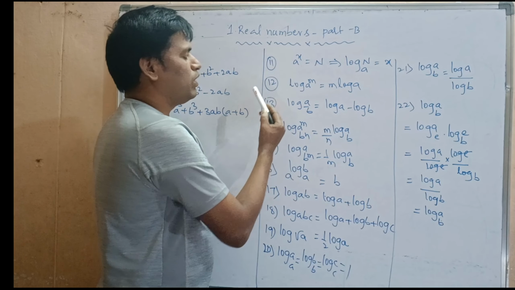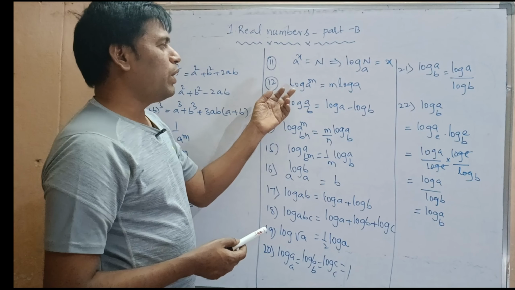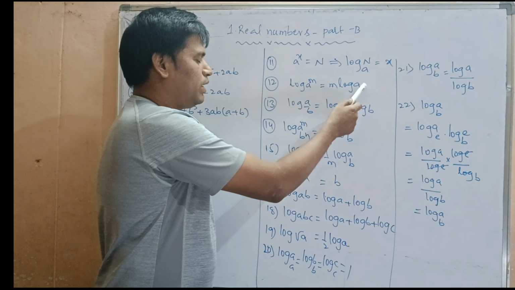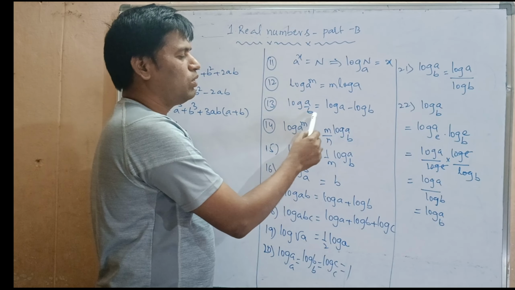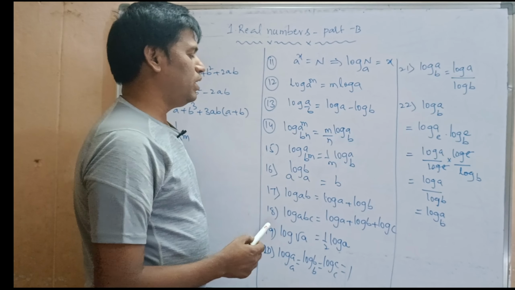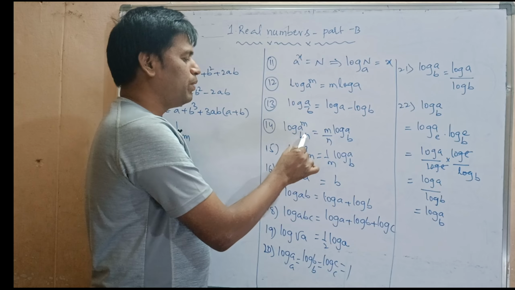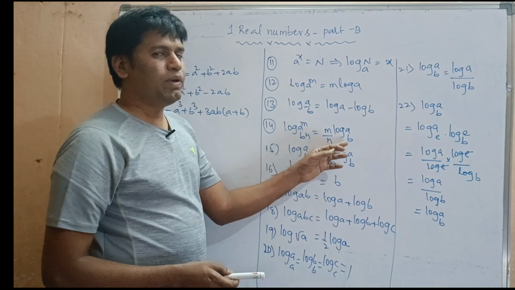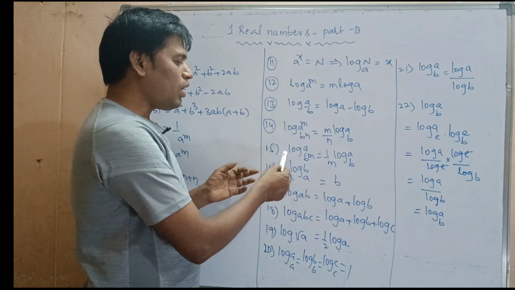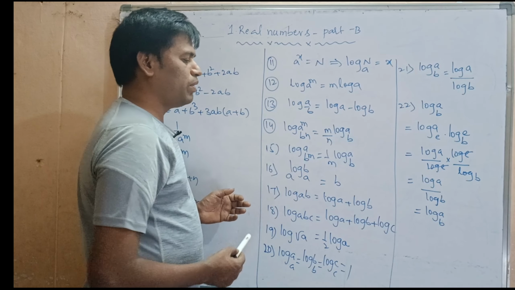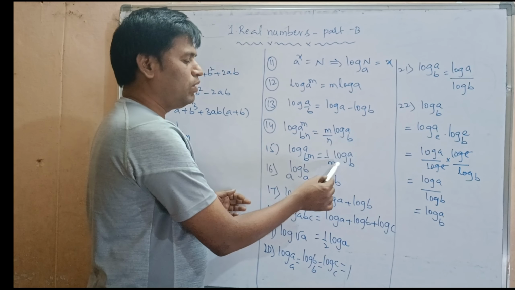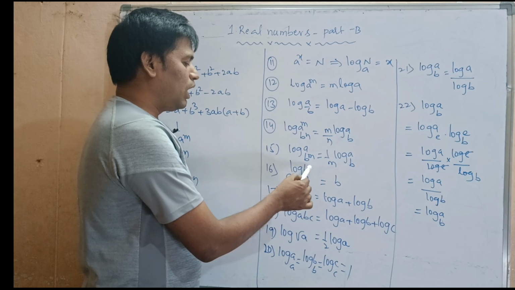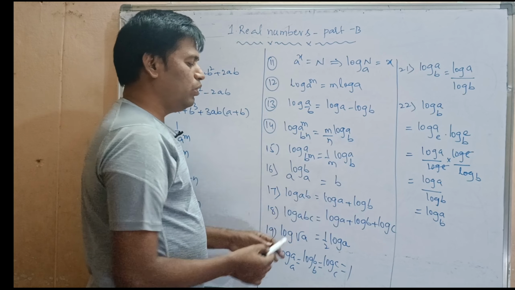Next, your 12th formula is a power of log a power of m is equal to m log a. Next, log a by b is equal to log a minus log b. Log a power of m base b power of n is equal to m by n log a base b. Next, log a base b power of m is equal to 1 by m log a base b. Next, a power of log b base a is equal to b only.